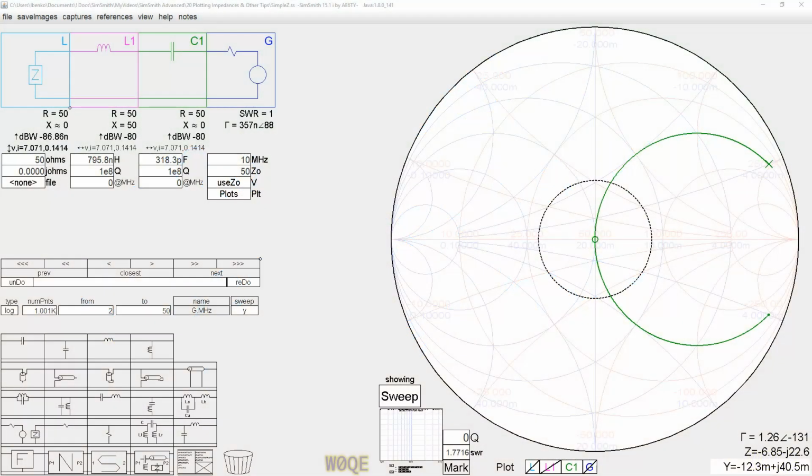Welcome back. This is Larry Benko, callsign W0QE, and this video is about plotting impedances in SimSmith and a couple of tips regarding how to do this. A few weeks ago, a question was posed on the SimSmith forum asking how to plot impedances on the square chart. Also, a request was made that SimSmith provide a direct method to do this.